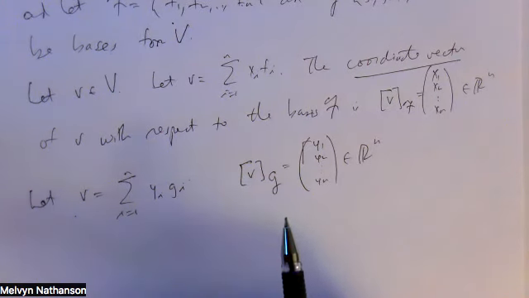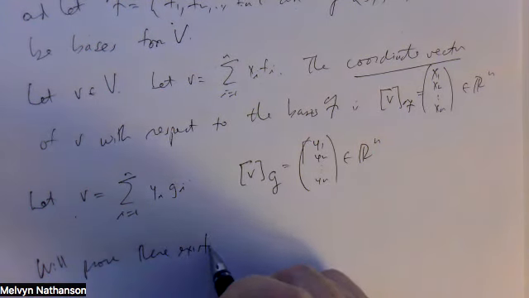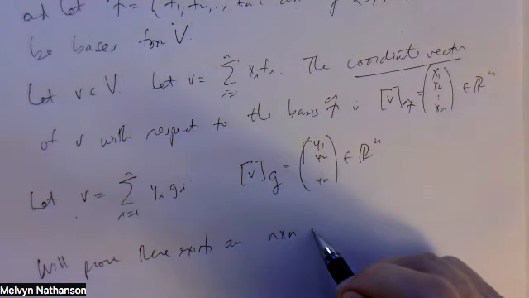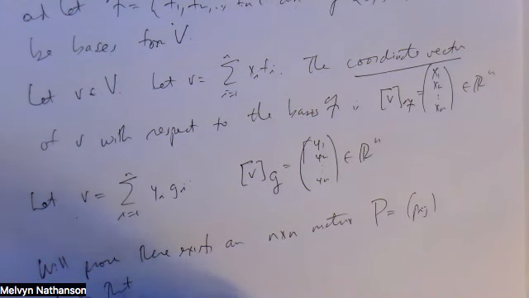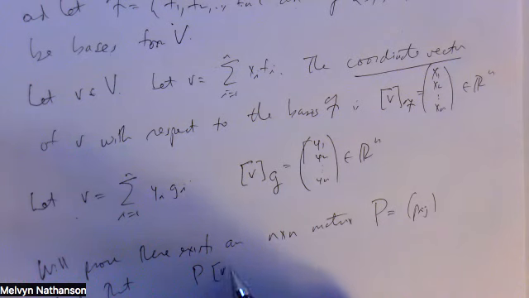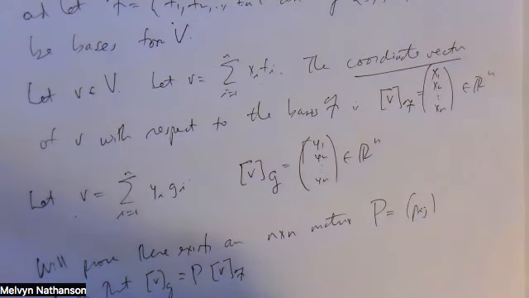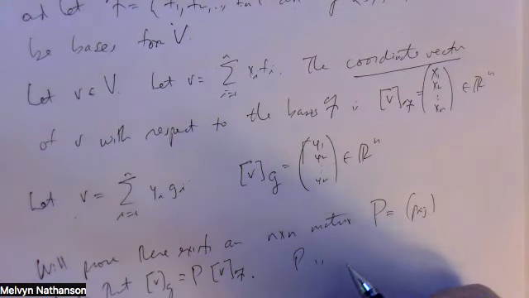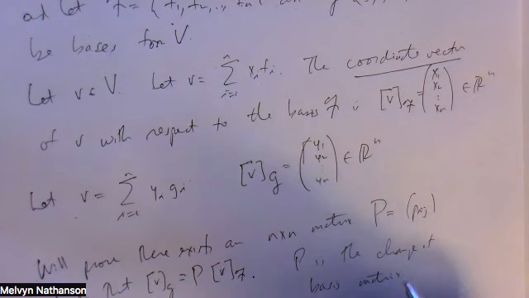So this is a nice exercise in the use of matrices. And I'm going to do it now. So we shall prove that there exists an n by n matrix, call it capital P, with entries P sub ij, such that if you apply P to the coordinate vector of v with respect to F, you get the coordinate vector of v with respect to G. And P is called the change of basis matrix. So maybe before I prove this, I'll do an example.